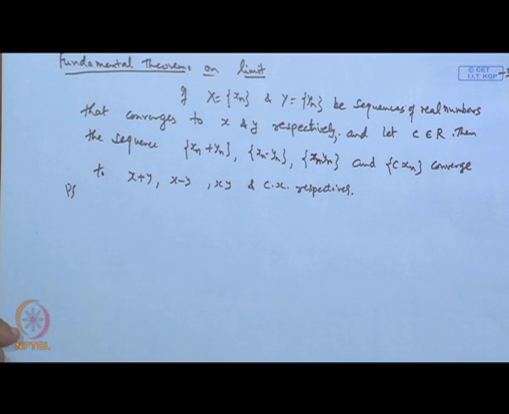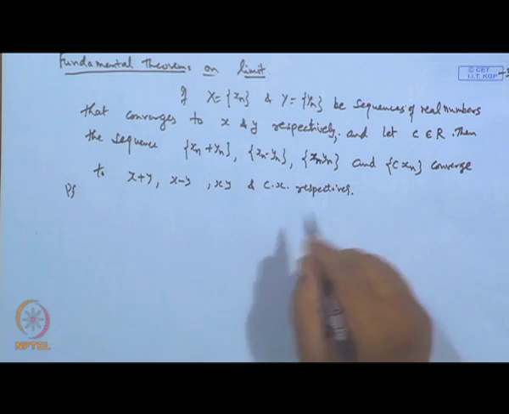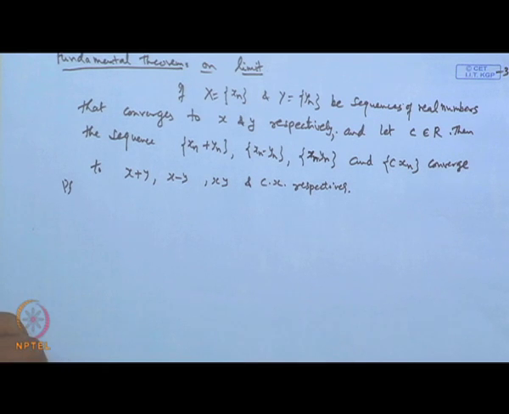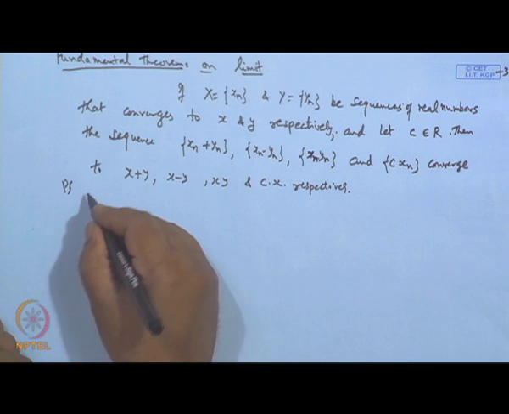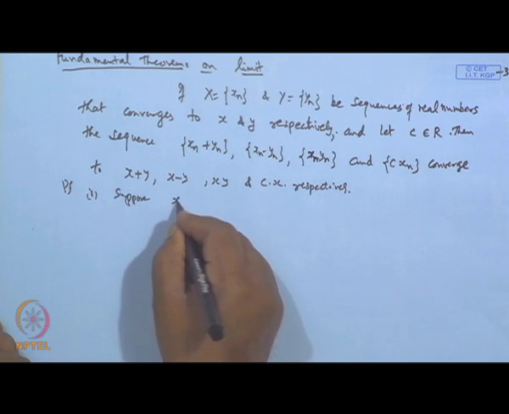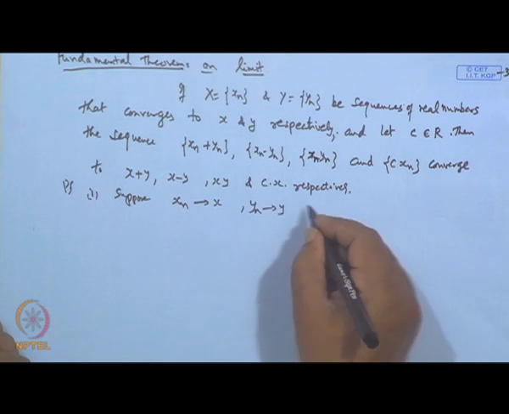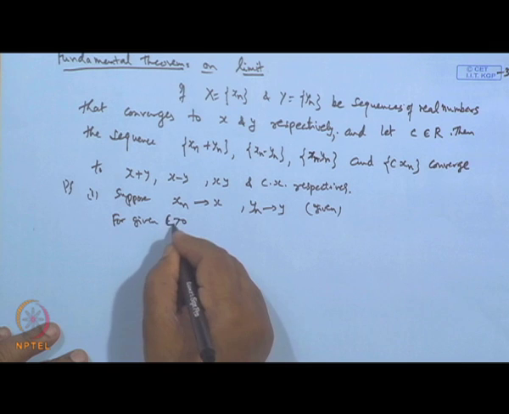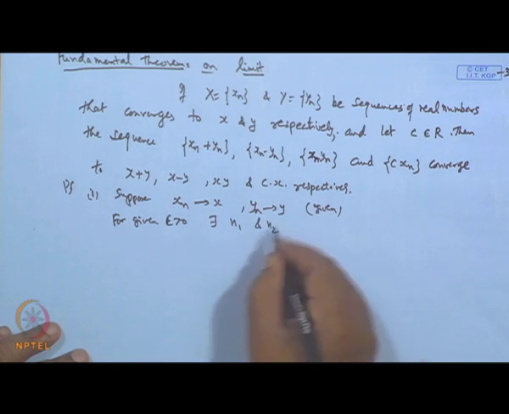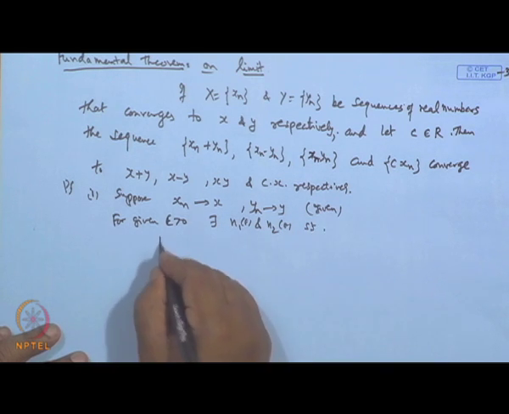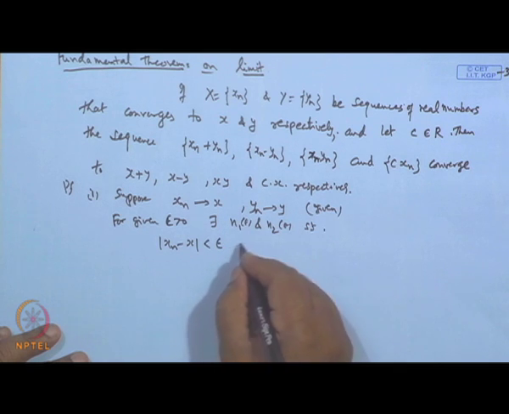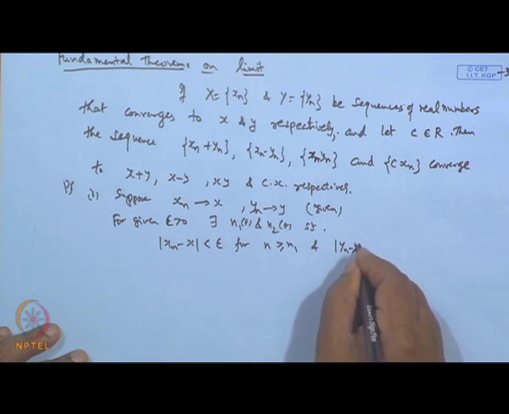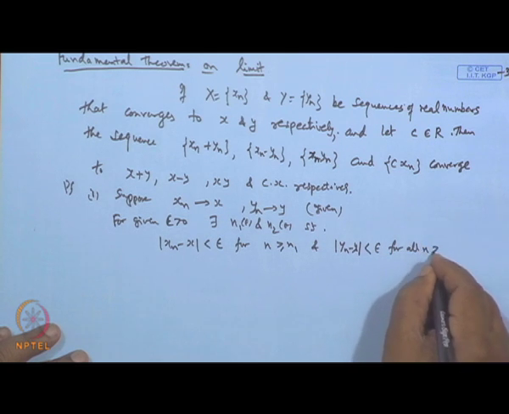Proof is very simple. We have already discussed the proof while considering the sequence of rational numbers and in terms of the Cantor's and Dedekind's case. So, let us see one of the proofs. Suppose x n and y n are convergent, given. Suppose x n converges to x, y n converges to y. So, for a given epsilon r greater than 0, there exist n 1 and n 2 which depend on epsilon r such that mod of x n minus x is less than epsilon r for all n greater than or equal to n 1, as well as mod of y n minus y is less than epsilon r for all n greater than n 2.